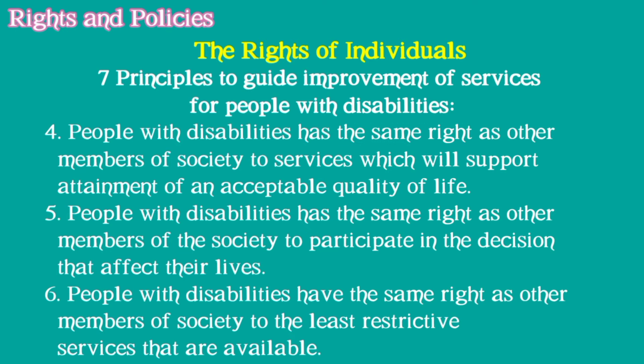Number 6, people with disabilities have the same right as other members of society to the least restrictive services that are available. People with disabilities should not have their freedoms restricted by too much support or too little support. For example, a child should not be placed in a special school or class if they can be supported in a regular school or class. On the other hand, a child should not have their education restricted by not being allowed to attend school.